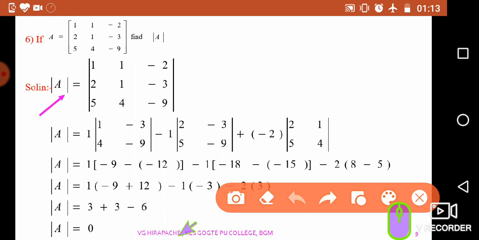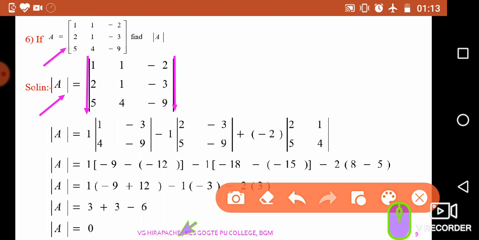Let determinant of A be equal to, we are converting the matrix into its determinant by writing the elements in a determinant form. The first row elements are 1, 1, minus 2, the second row elements are 2, 1, minus 3, the third row elements are 5, 4, minus 9.